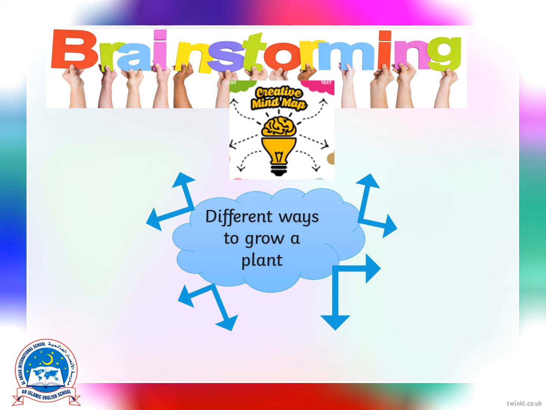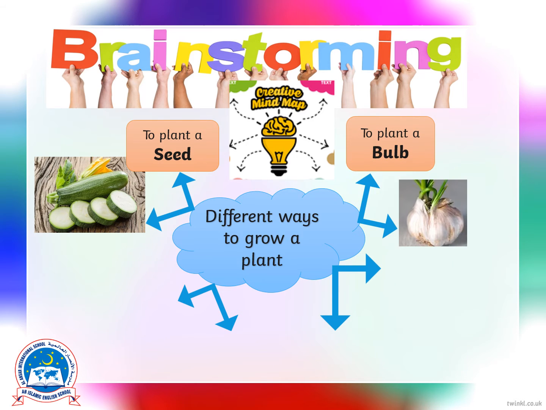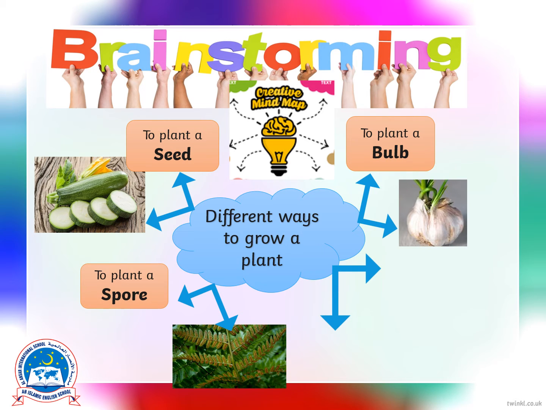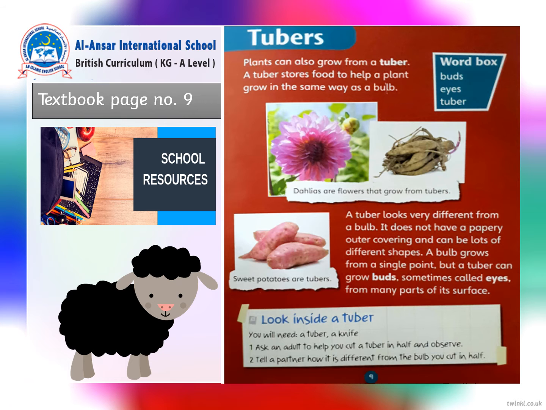Let's brainstorm different ways to grow a plant. To plant a seed, you need, of course, a seed. Then, to plant a bulb, you need a bulb, just like this. You can see here a garlic bulb. To plant a spore, you need spores. And to plant tuber, you need tuber. So let's proceed to the next slide and see what tubers are.